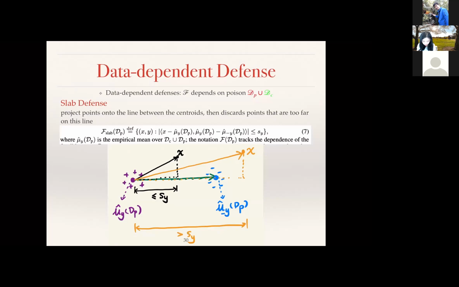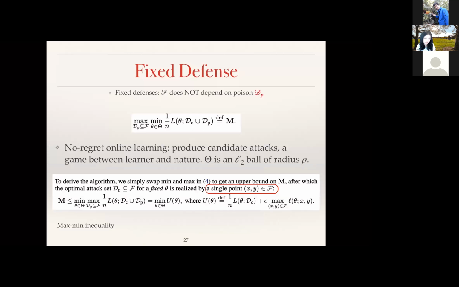Okay. All right. So now this is the slab defense. Similar to the fixed defense, you wanted to find an upper bound of the M, whether this is data dependent or not. So you can still use this theorem we talked about earlier, this max mean inequality. Once you use the max mean inequality here, you will again get this upper bound on this M here.